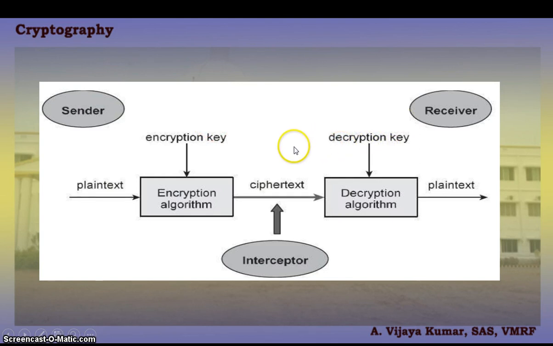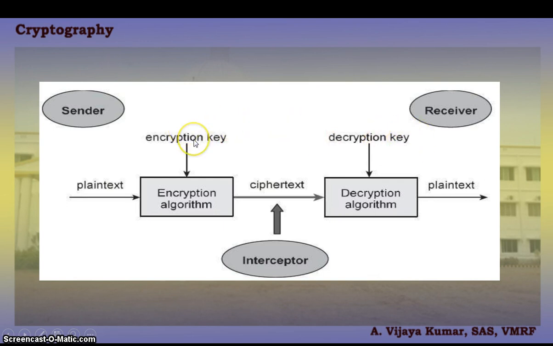That type of case is called symmetric cryptography. In most cases, the encryption key and decryption key will not be the same; the decryption key may be some other key. That type of thing is called asymmetric cryptography. Symmetric means both the encryption key and decryption key are the same. In asymmetric cryptography, the encryption key is different and the decryption key may also be different.